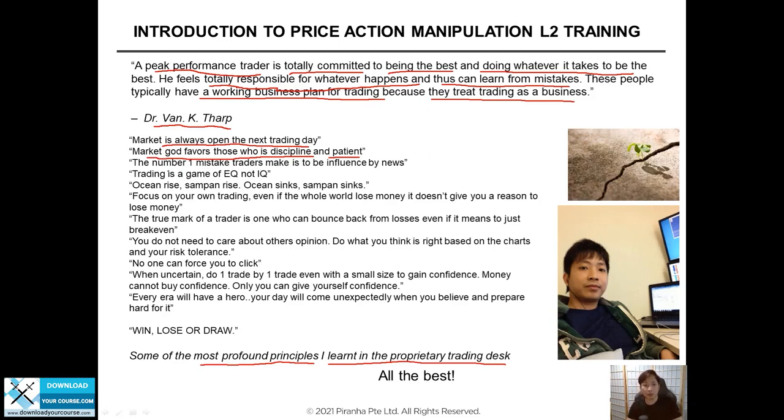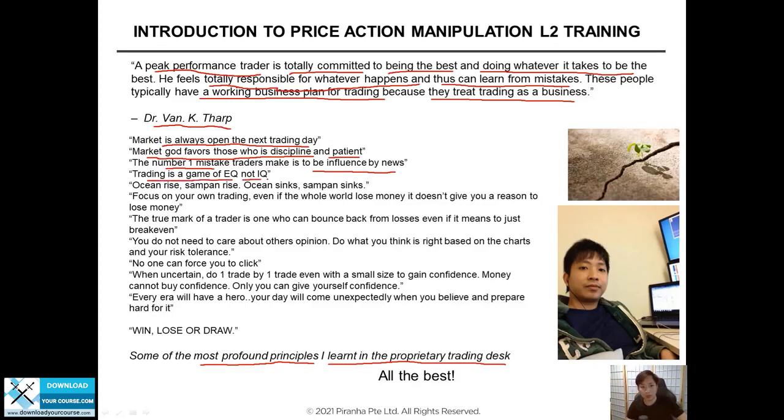Okay, the number one mistake that traders make is to be influenced by news. So never rely on the news. The news can be in sync with the market or out of sync. Most importantly, you may be hearing a lot of CNBC, BBC news, but focus on the market and ask yourself, technically, is it the right thing to do? Focus on the price action.